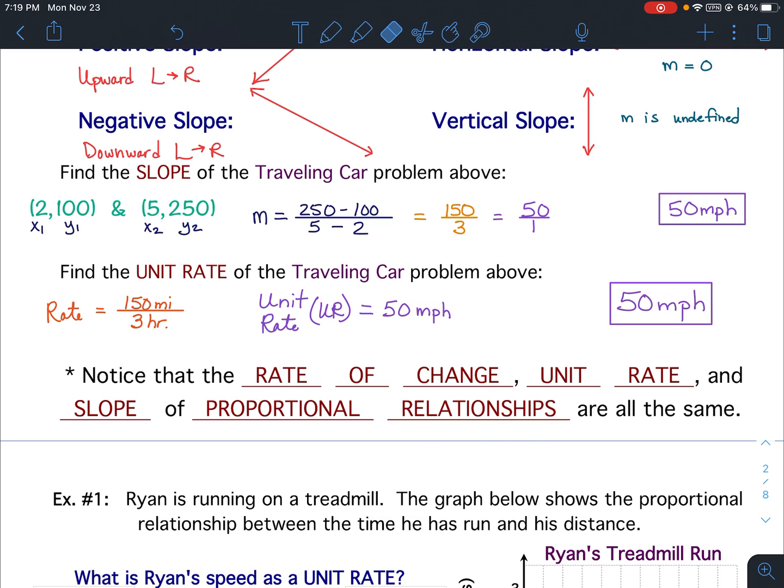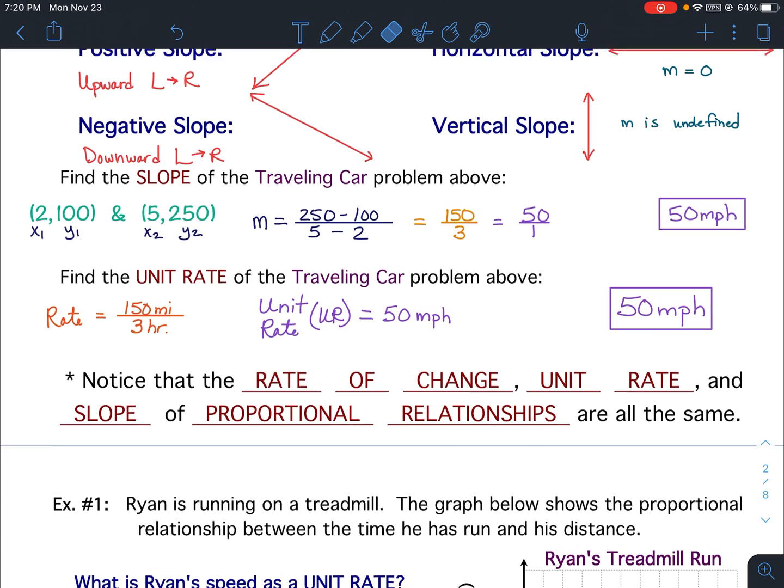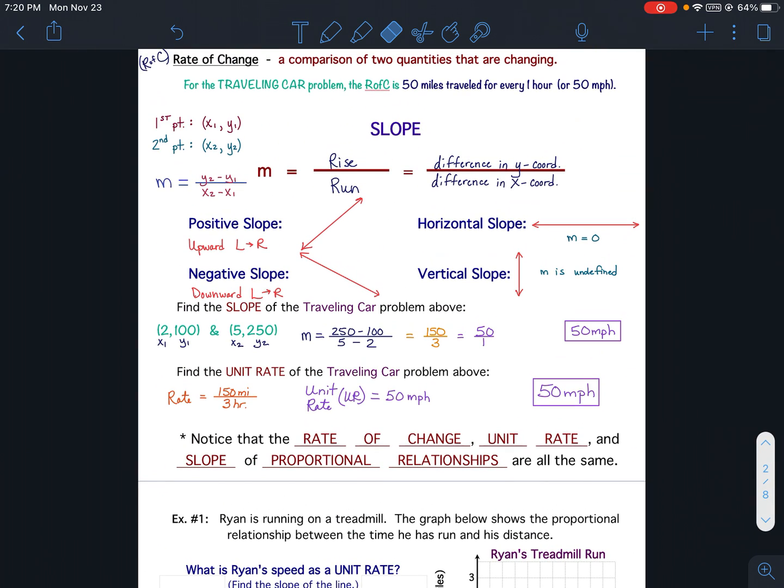Again, unit rate, rate of change, and slope, they are all the same when it comes to proportional relationships. It's going to be very useful because in the problems we're about to do, you could do them different ways. You could find the slope, the rate of change, the unit rate, and so forth, because they are all the same thing when it comes to proportional relationships. If you have any questions on that, please let me know.